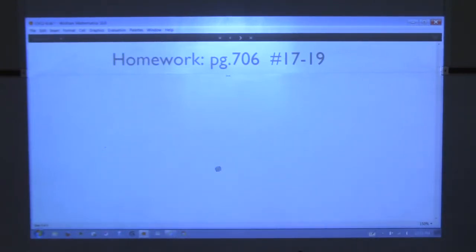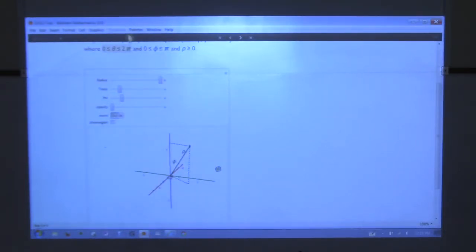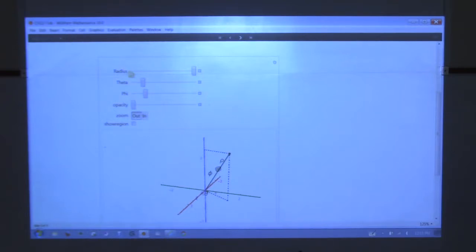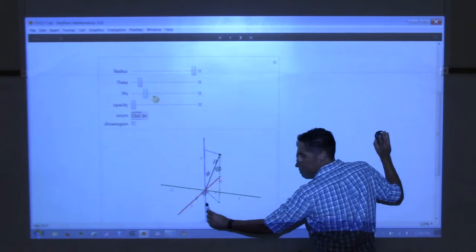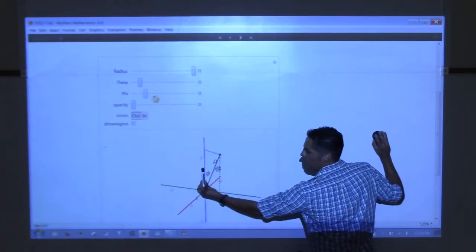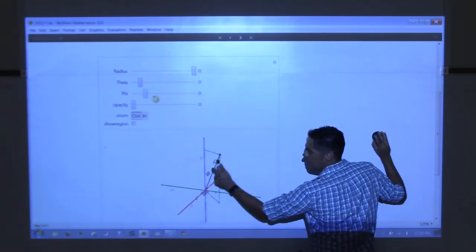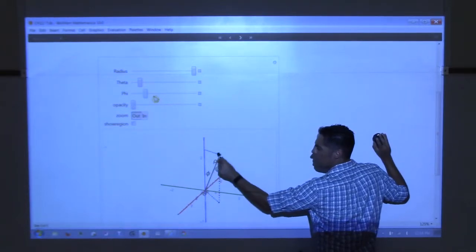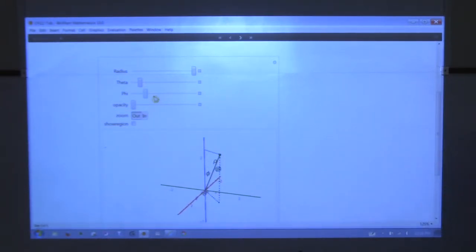Let me show you the picture here. I think my animation does a decent job of this. Make it a little bigger. So we're trying to move around. This is our x-axis. We rotate by some angle, theta. We come off the z-axis some angle, phi. And then we walk out from the origin to some point, and that's our rho.